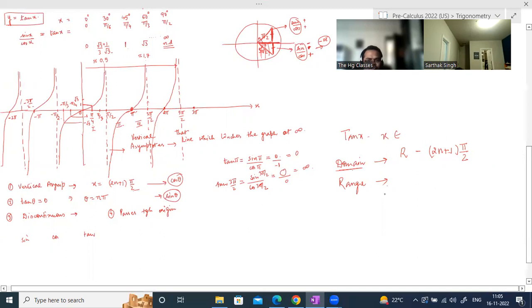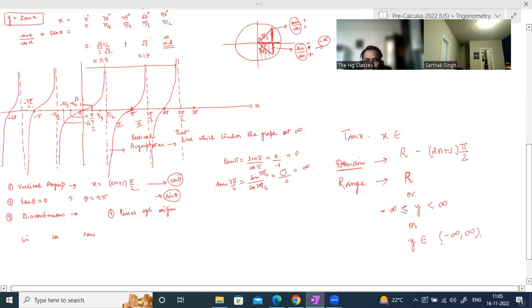And what is range? Are there any values of y which can never happen? Everything in y can happen, right? It can take any value from negative infinity to positive infinity. So the entire number line is the range. We can also write it as y is less than infinity and greater than or equal to negative infinity. And we can also write it in the form of sets: y belongs to the open interval negative infinity to infinity.